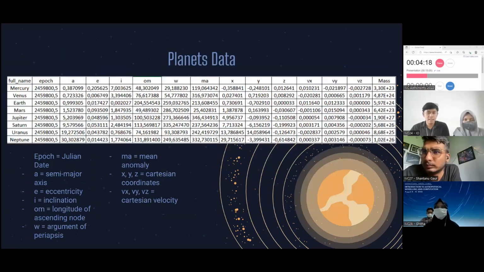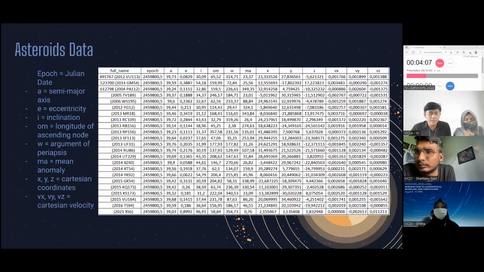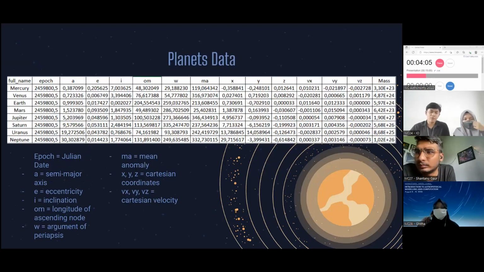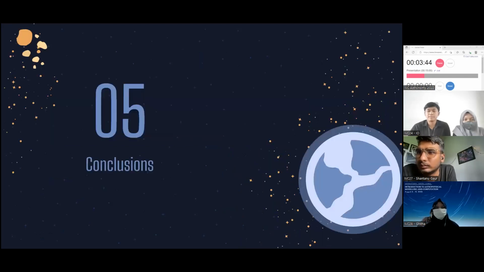In the next slide, once we get the asteroid data, we use the same epoch and collect the planet data. As you can see, the epoch is the same as the asteroid. Actually, the data is provided by Dr. Budi Darmawan. We experimented with our own data. I collected my own data, but the plot isn't as good as this, so I chose this data instead. Okay, the next part will be explained by Santana.